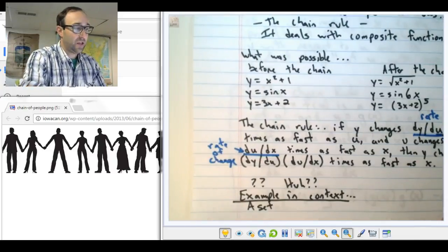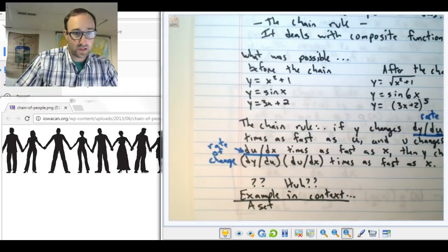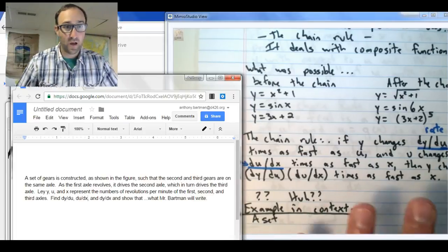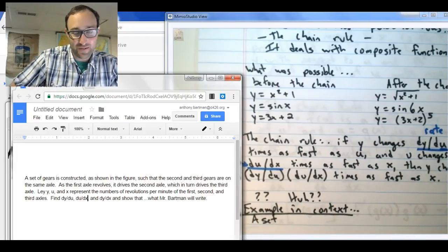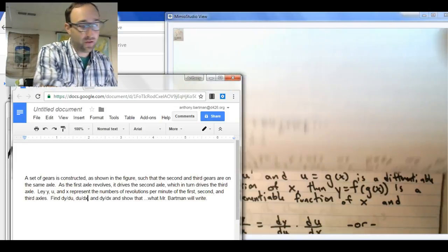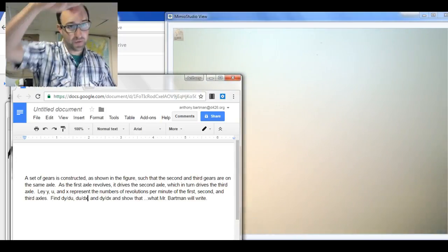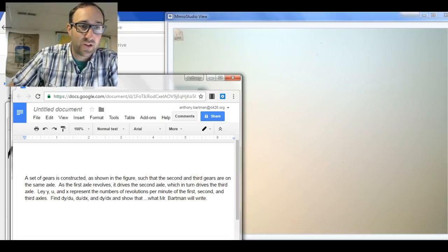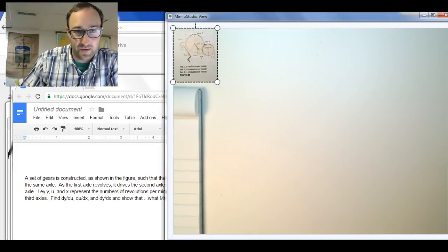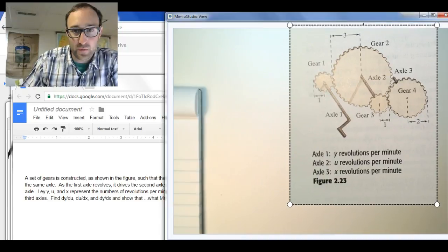Okay, so we're going to do an example in context, and never mind, we're not going to write that whole thing out. So I'll pull it up here. Alright, so here it is. It says that a set of gears is constructed as shown in the figure. And you say, well, what figure? I don't see this figure, Mr. Bartman. Actually, you do see the figure. It's right here. Let's move this over here so we can see it.